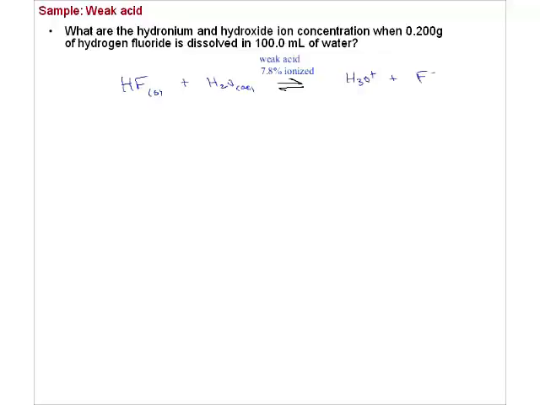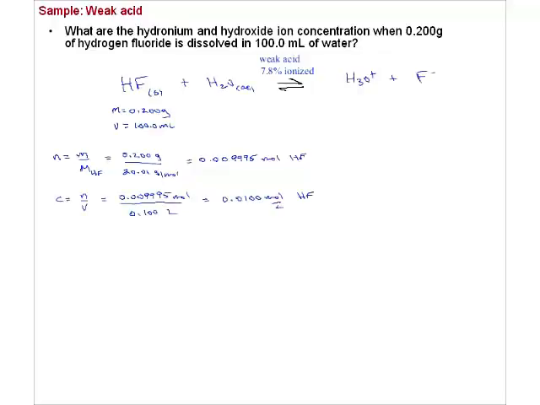And the question would be then, well, what's the H3O+ here? Okay, shouldn't be a problem. We know the mass and volume of the hydrofluoric acid, or the hydrogen fluoride. And what we want to do now is calculate the concentration of that. So the first thing we need is the number of moles, mass over molar mass of HF, 0.2 divided by 20.01. And we get 0.009995 moles of HF. We want to figure out the concentration of that. So it's going to be the number of moles divided by the volume in liters. And we get 0.0100 moles per liter of HF.